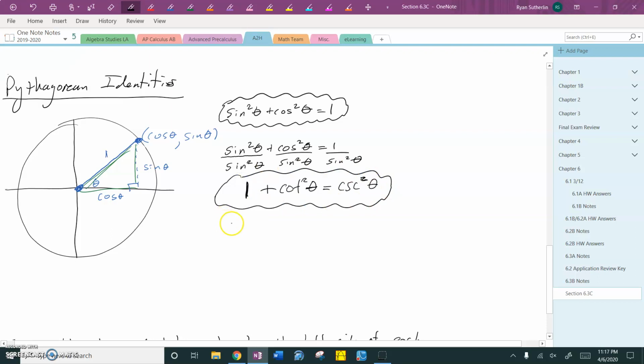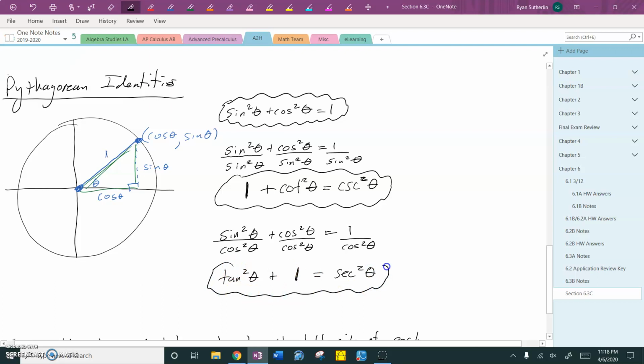And now to get the third Pythagorean identity, I start with the original. And now I'm going to divide everything by cosine squared. And if I do that, sine squared over cosine squared would be tangent squared theta. Cosine over cosine is 1. 1 over cosine is secant squared theta. And there is my third identity.